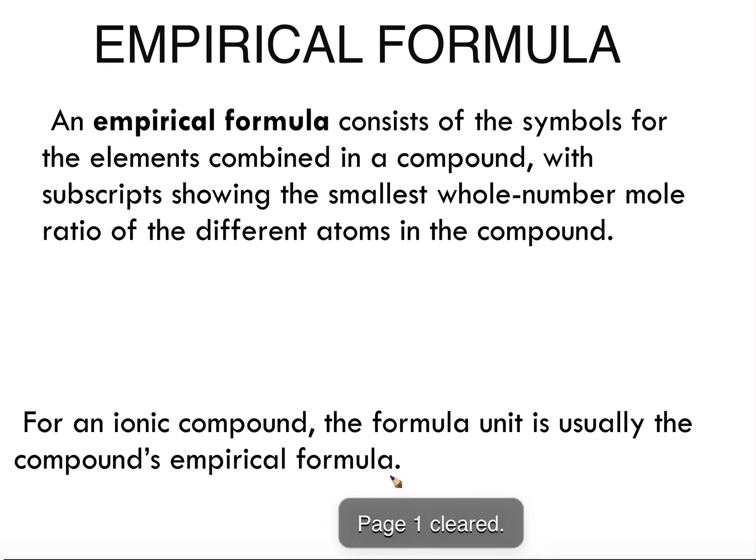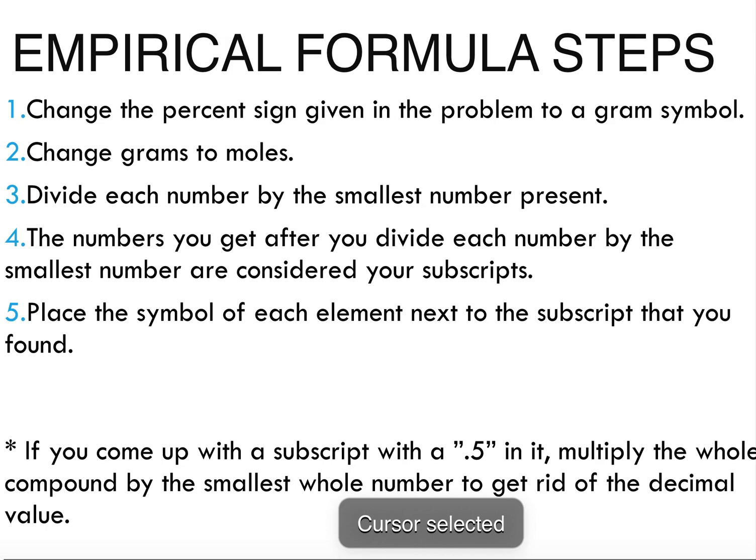The first one: we're going to change the percent sign given in the problem to a gram symbol. Sometimes in the problem they will give it to you as grams, but more times than not it'll be a percentage. So just change that percent sign to a gram. Then we're going to change the grams to moles. Then we're going to divide each number by the smallest number present.